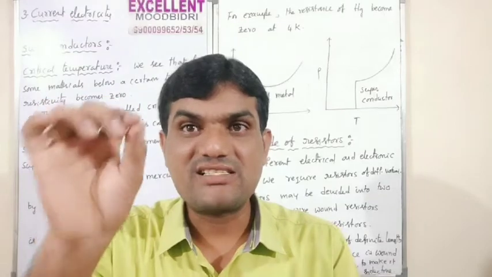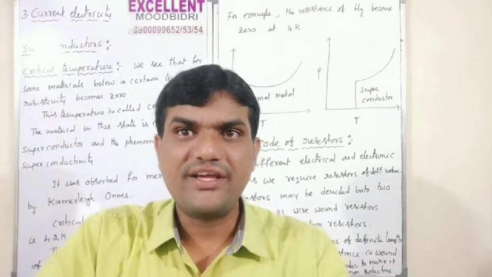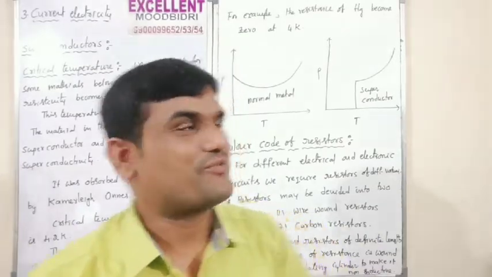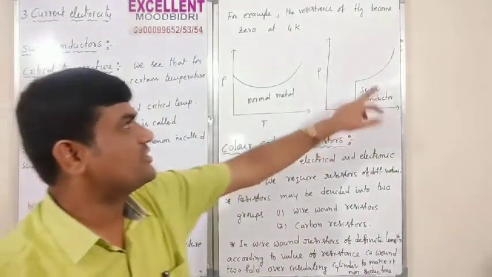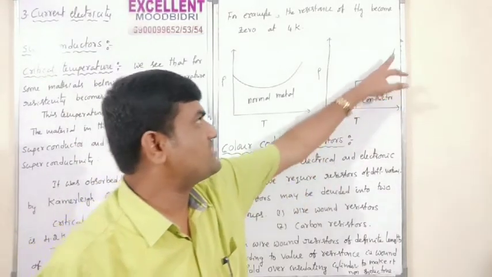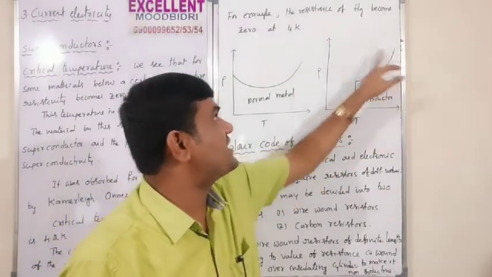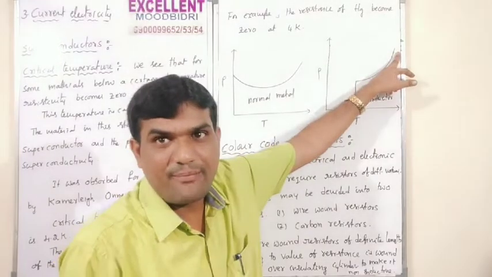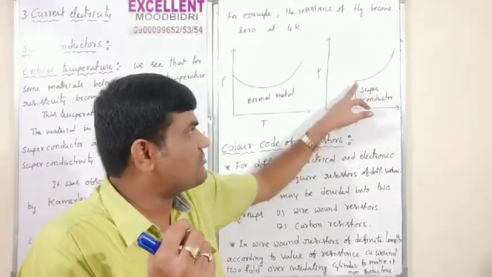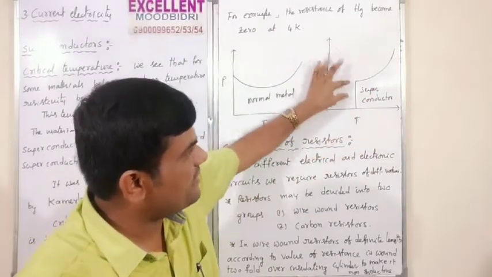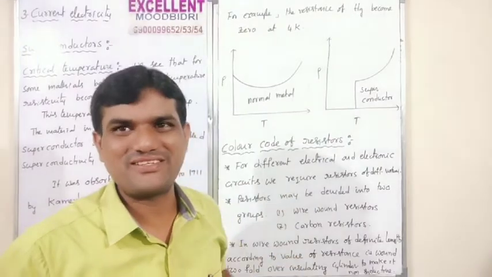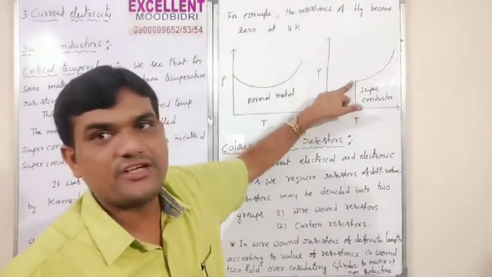at a certain temperature, that resistivity suddenly becomes zero. For example, you can observe here. This is one of your conductors. Now this is the high temperature, so resistivity is also maximum. Now the temperature decreases. At some particular temperature, what would happen? The resistivity becomes zero.